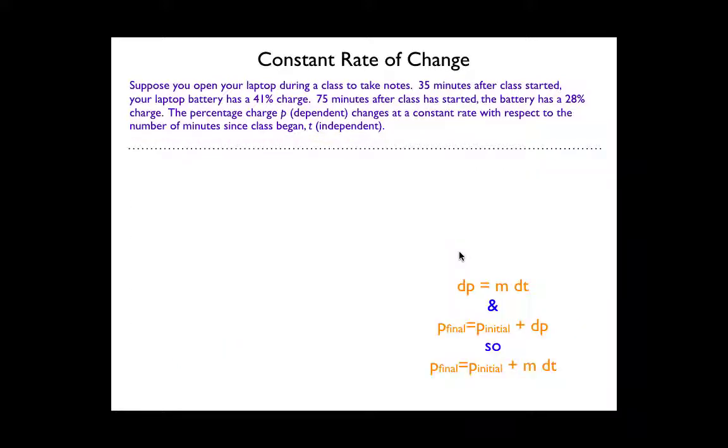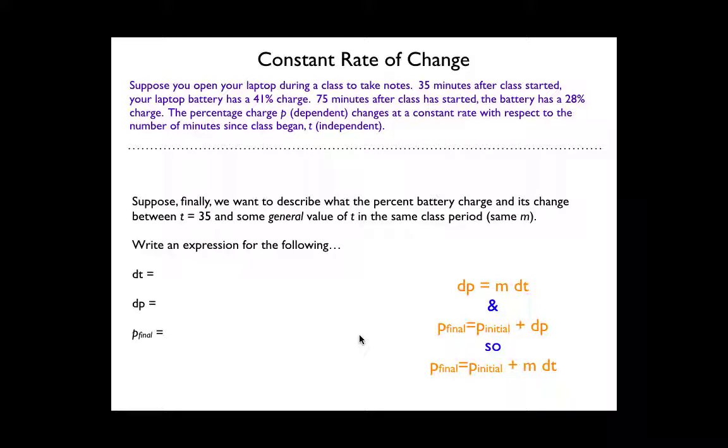So here's one that we did not start. Let's put these little formulas up here. Still the same scenario, so the same rate. Take a couple minutes, see if you can write an expression and then also compute as much as possible. There are more symbols this time. The percent battery charge and its change between t equals 35 and some general value of t in the same class period. So imagining an interval that ends at t instead of one that ends at time 48 or something like that.